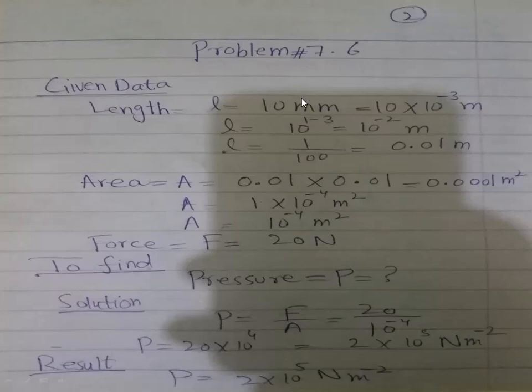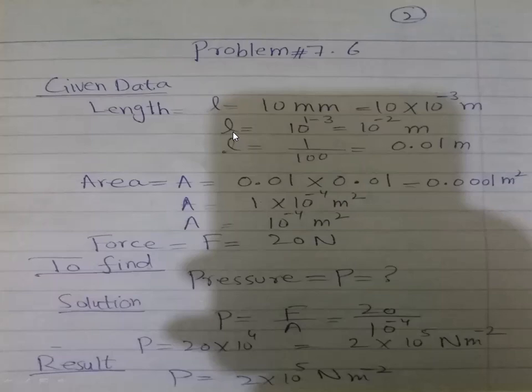How did I convert? Since milli, as you discussed in chapter number 1, milli is 10 raised to the power minus 3. So 10 multiplied by 10 raised to the power minus 3. When the bases are same, power will be added. Minus 3 plus 1. The power of 10 is plus 1. Minus 3. When the bases are same, power will be added. 1 minus 3. So if you subtract this, you will get 10 to the power minus 2 meter.